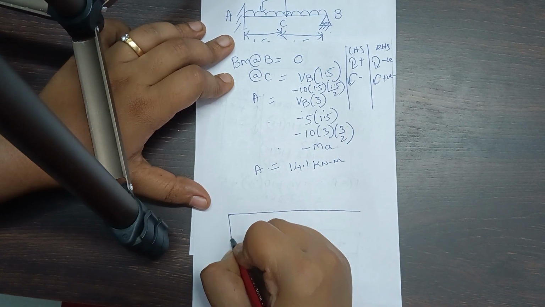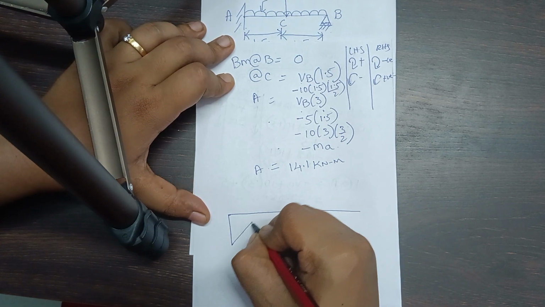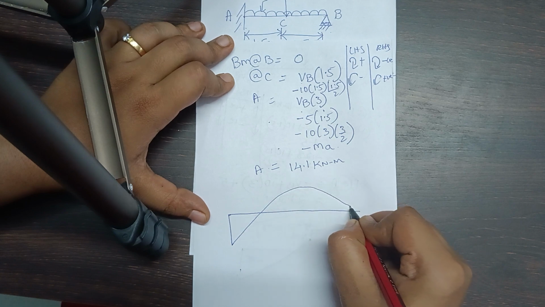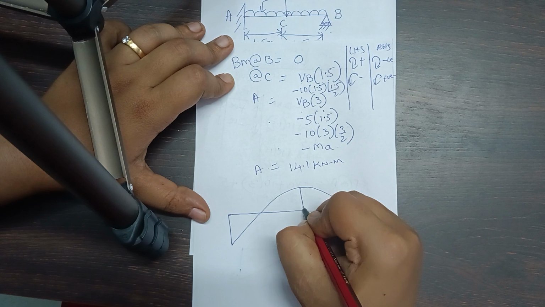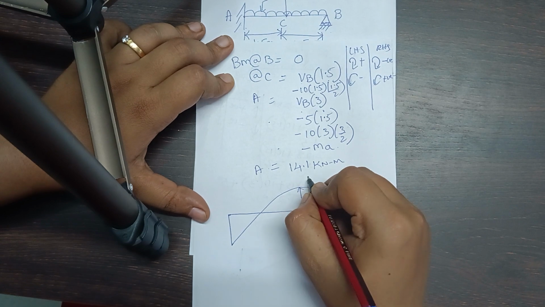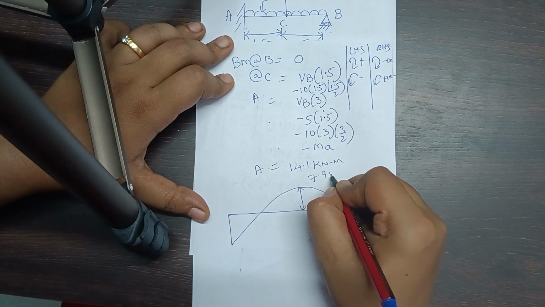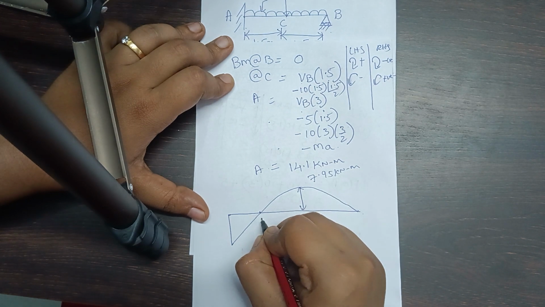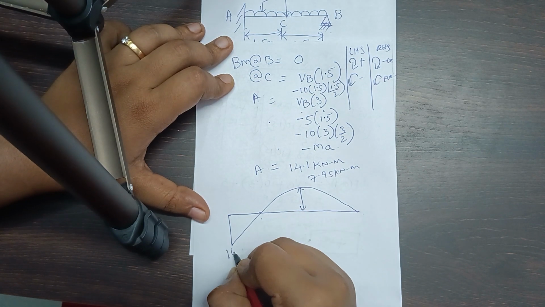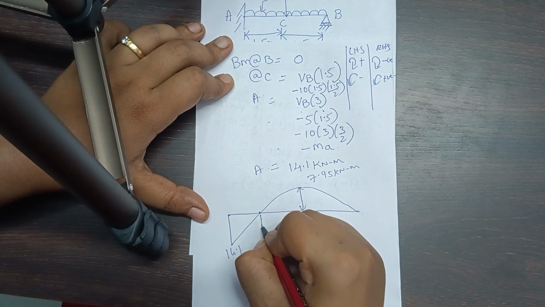Here you can represent it like this. It is a parabolic variation here, and then 0 here. This is the parabolic variation, which I have got at point C as 7.95 kilonewton meter, and this is the point of contraflexure.